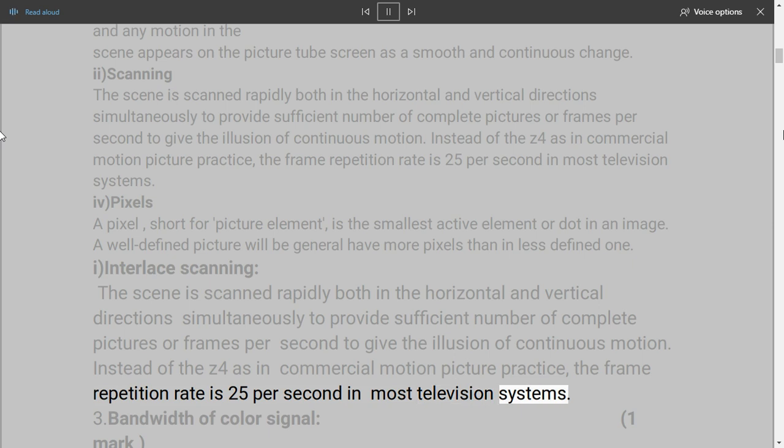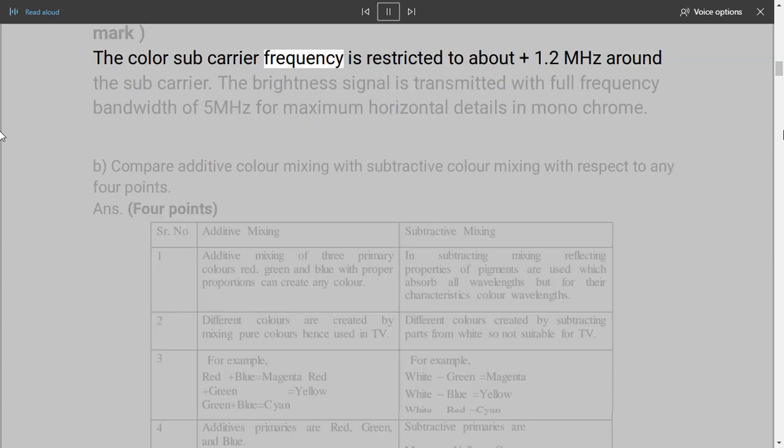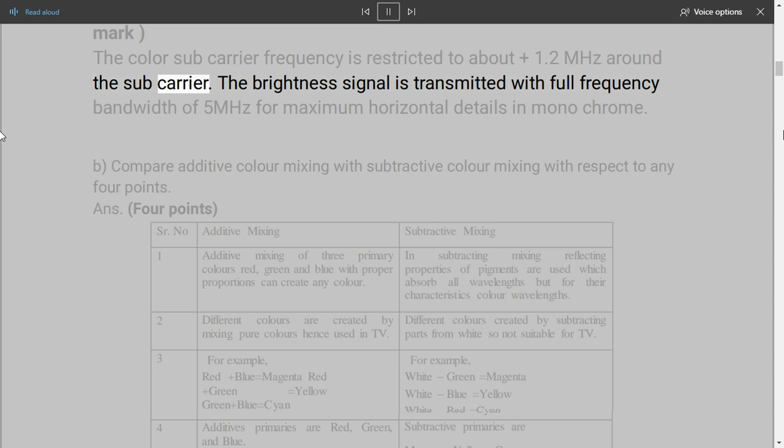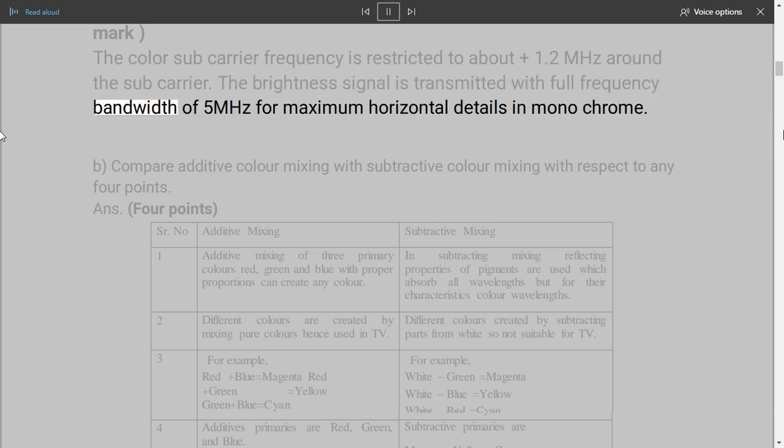3. Bandwidth of color signal, 1 mark. The color subcarrier frequency is restricted to about plus or minus 1.2 MHz around the subcarrier. The brightness signal is transmitted with full frequency bandwidth of 5 MHz for maximum horizontal details in monochrome.